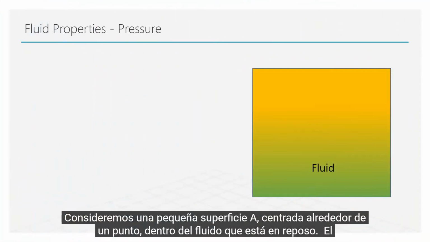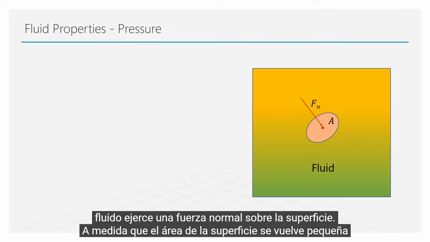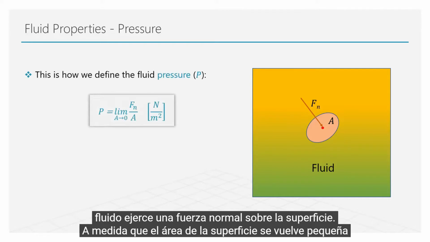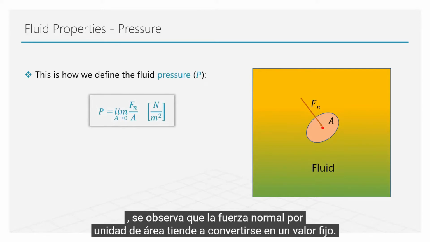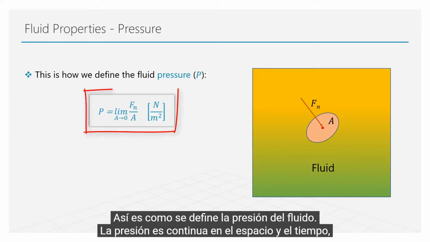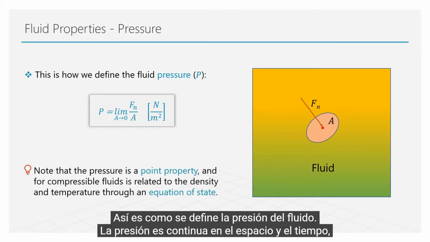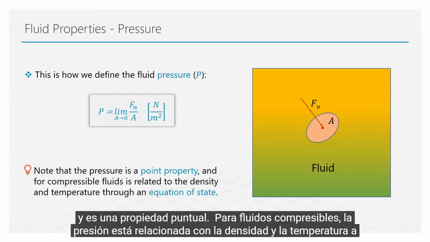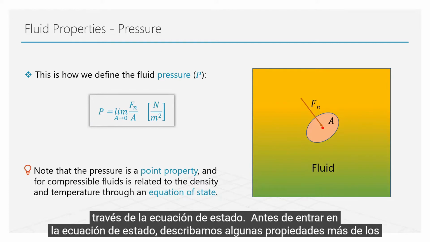Let us consider a small surface A centered around a point within the fluid which is at rest. The fluid exerts a normal force on the surface. As the area of the surface becomes small, it is observed that the normal force per unit area tends to become a fixed value. This is how fluid pressure is defined. Pressure is continuous in space and time and is a point property.